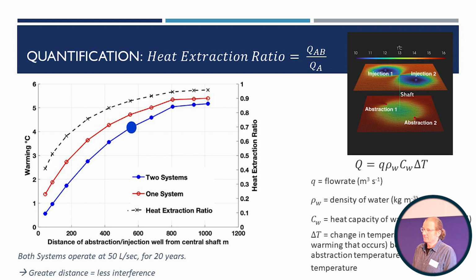So, that ratio is somewhere between 0 and 1, so 0 and 100%. If it's 100%, it means adding user 2 doesn't do anything to user 1, so there's no interference whatsoever. 0 means there's maximum interference. If you add user 2, then user 1 doesn't get any heat at all anymore. So that's a useful quantity to look at.